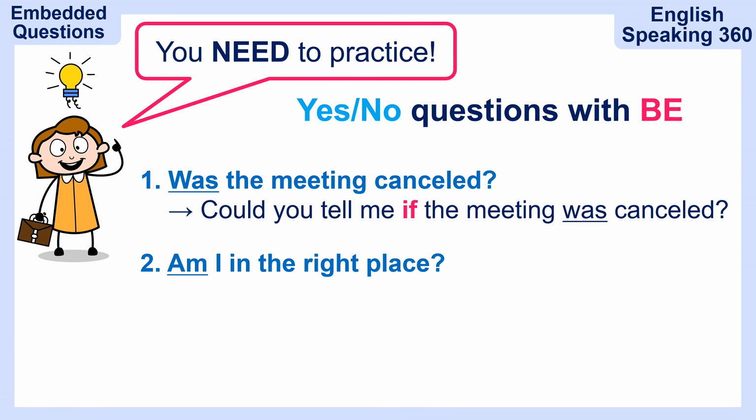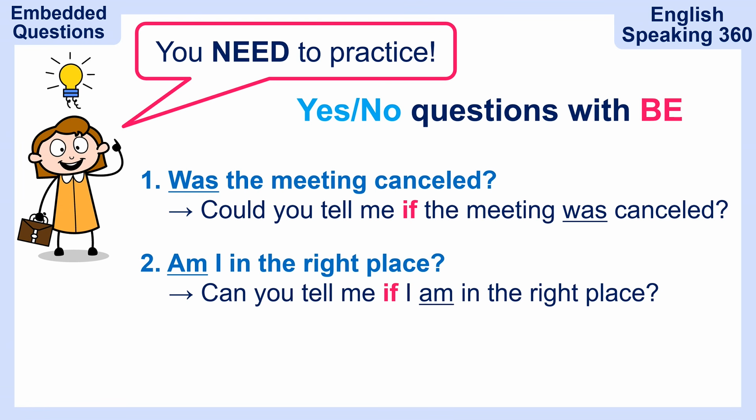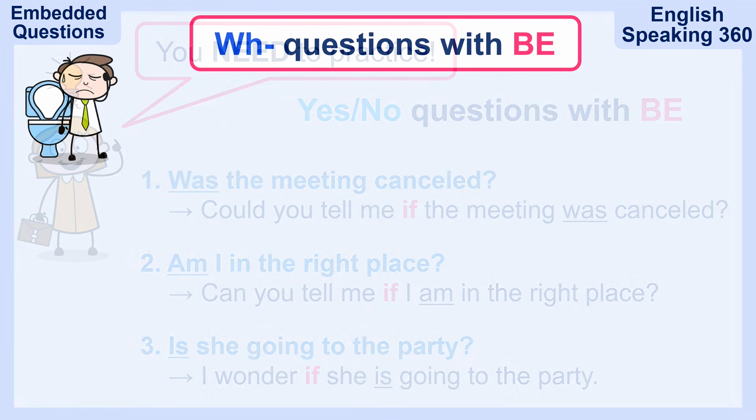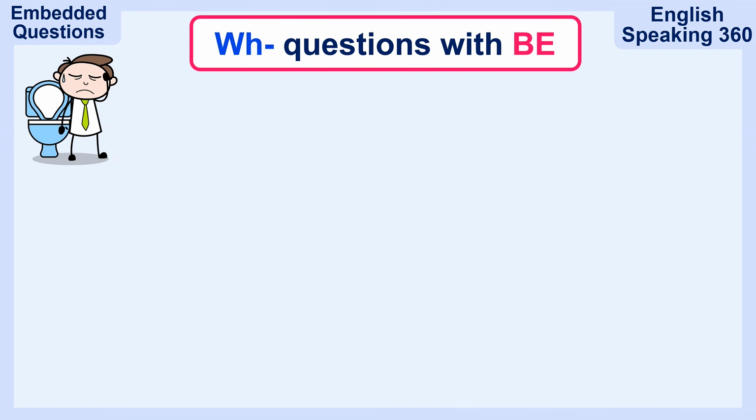Number 2, am I in the right place? Can you tell me? Can you tell me if I am in the right place? Not am I am. Number 3, is she going to the party? I wonder. I wonder if she's going to the party. Not is she is going. That's very important.